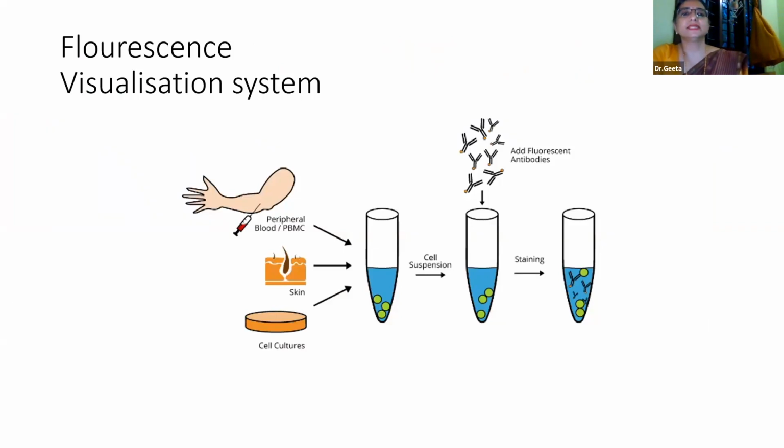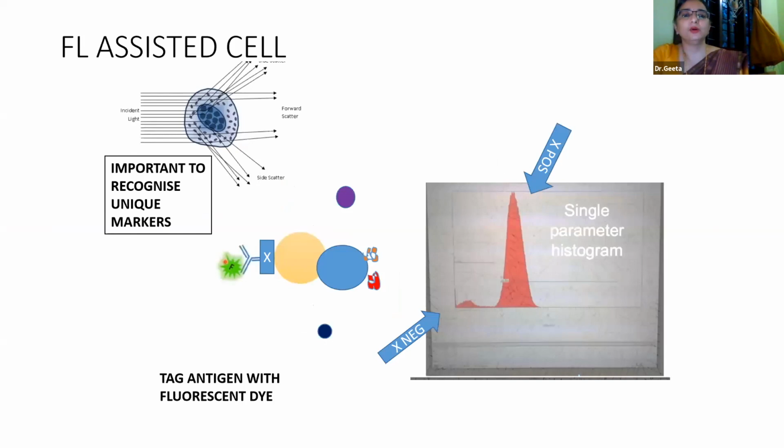So you have this fluorescence as a visualization system in this. Now, as we have tagged in the tube the cell with the antigen, antibody with the fluorescence, this goes into the machine and generates this type of data, which is a single parameter histogram, which shows that this particular antigen, which is X, is negative on the small population, and this particular antigen X is positive on this population, and the intensity of positivity corresponds to the height.